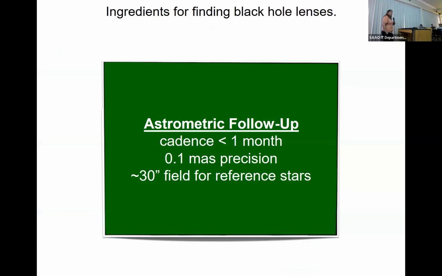All right, now on to the astrometric follow-up. Here, we're talking about cadences of less than a month, which is doable and sort of the minimum cadence. We need very good precision, 0.1 milliarcseconds or better. And we need a decent-sized field of view, ideally 30 arcseconds, to get enough reference stars to establish the astrometric reference alignment.